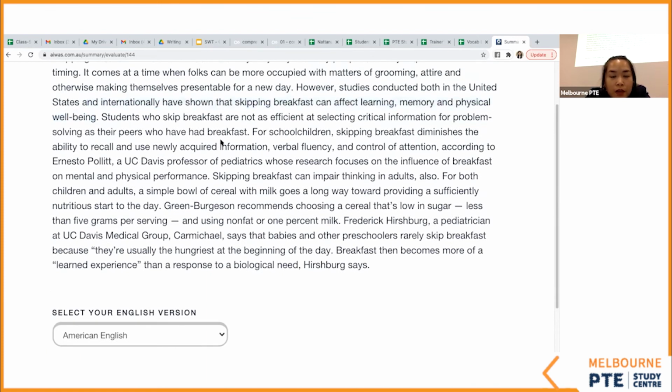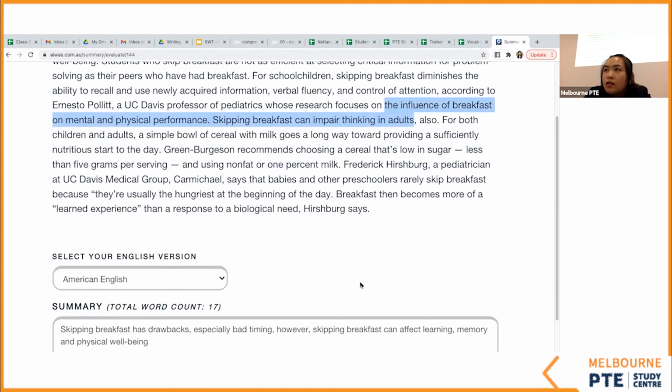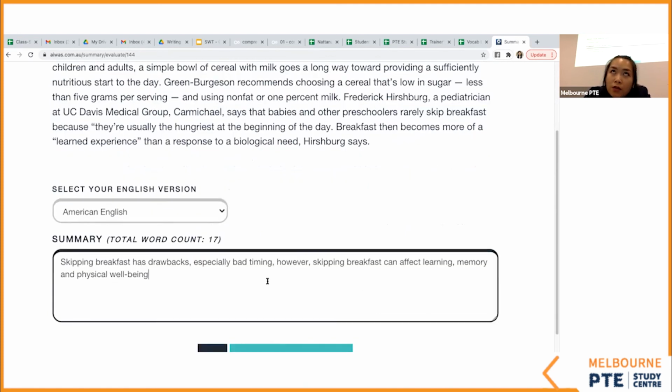Okay. Next one. Where is it? Here. So you skip the part of the students and the school children. Yeah, you don't need it. It's an example. When you are reading, you pay attention to examples to find your idea, to find the main idea. But when you put it in the summary, you don't include examples.